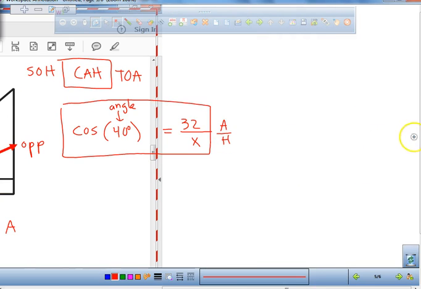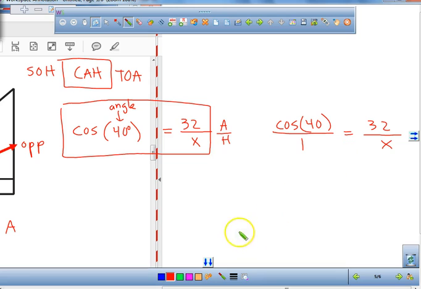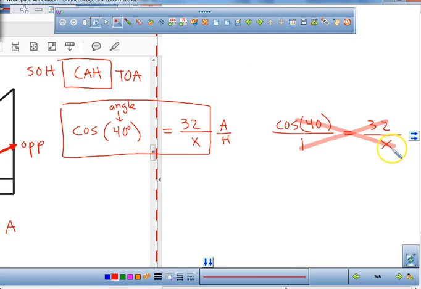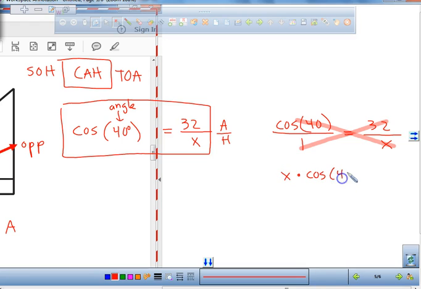Now I'm going to move over to the right a little bit so we have a little bit more room to work. So we're like, okay, great. What do I do now? So I'm going to put this over a 1. I always like to put this over a 1. And that allows me to set up my proportion, which allows me to use my cross products. So I'm going to multiply these right here, because the cross products in a proportion are always equal to each other. So one of my cross products is an x times the cosine of 40. And the other cross product is 32 times a 1, which is a 32.